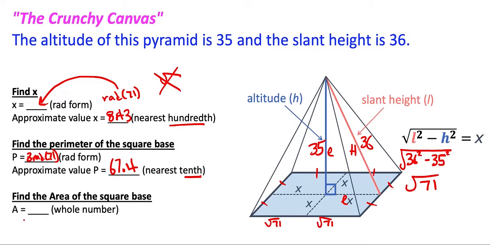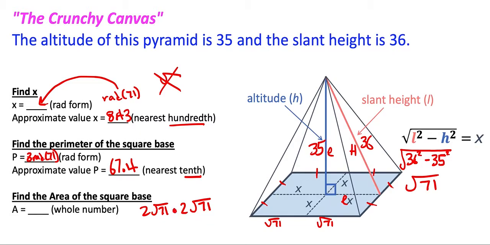All right, next move. Find the area of the square base. The area of the square base is side times side, length times width. What's one side? Well, one side would be 2 radicals of 71 together. This 71 and this 71 would be 2 of them. And then take it times the other side, that'd be 2 times the same thing. So 2 rad 71 times 2 rad 71.